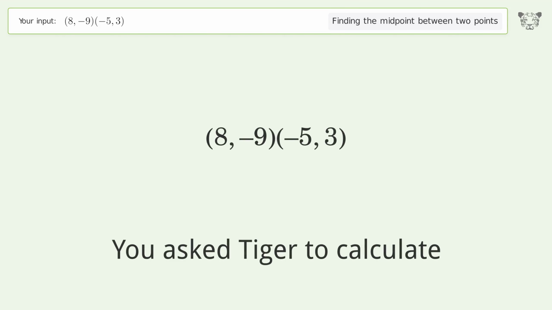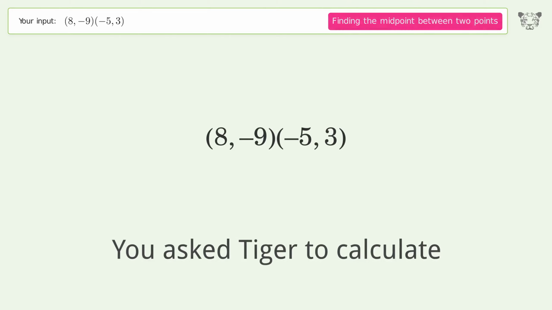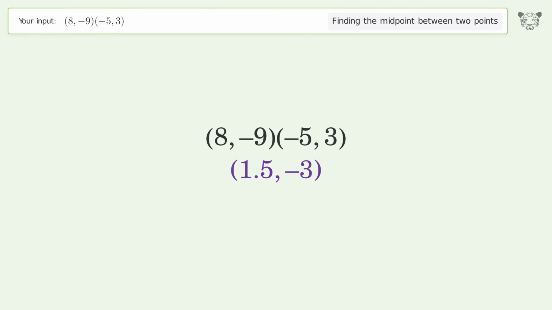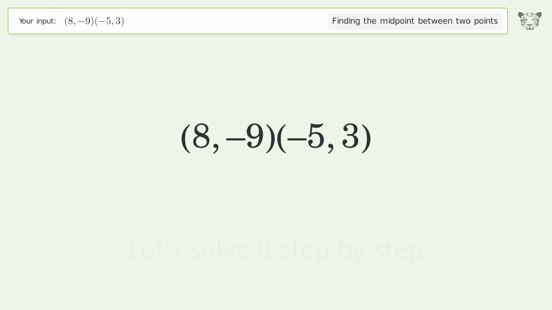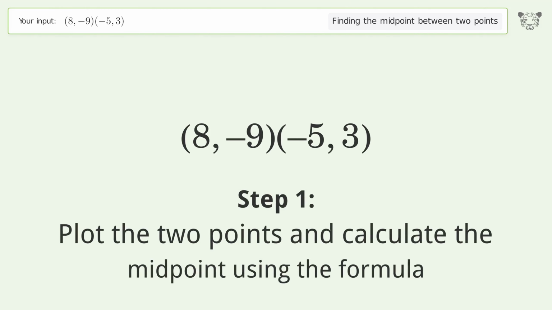You ask Tiger to calculate. This deals with finding the midpoint between 2 points. The midpoint between the 2 points is 1.5, -3. Let's solve it step by step. Plot the 2 points and calculate the midpoint using the formula.